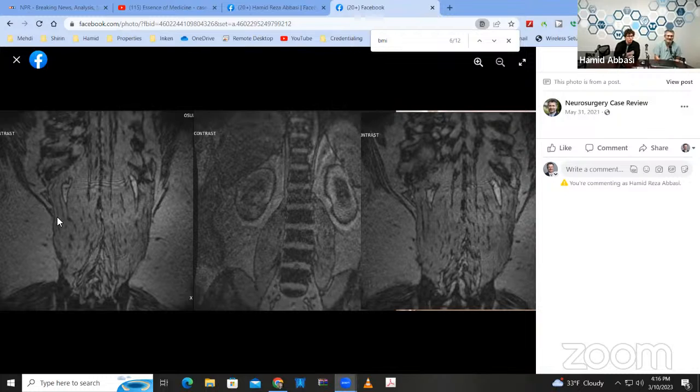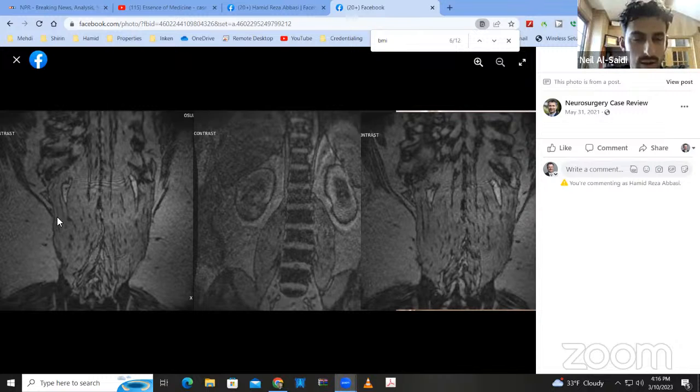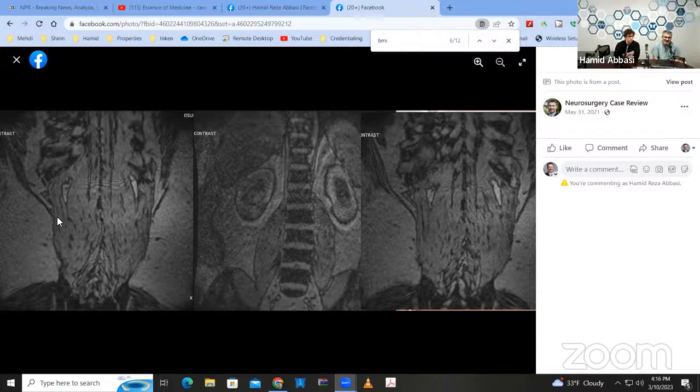Well, it looks like this is the abdomen of the patient. You see that there, right there. It looked like abdomen, but this is not abdomen. Really? This is spine. This is paraspinal muscle.